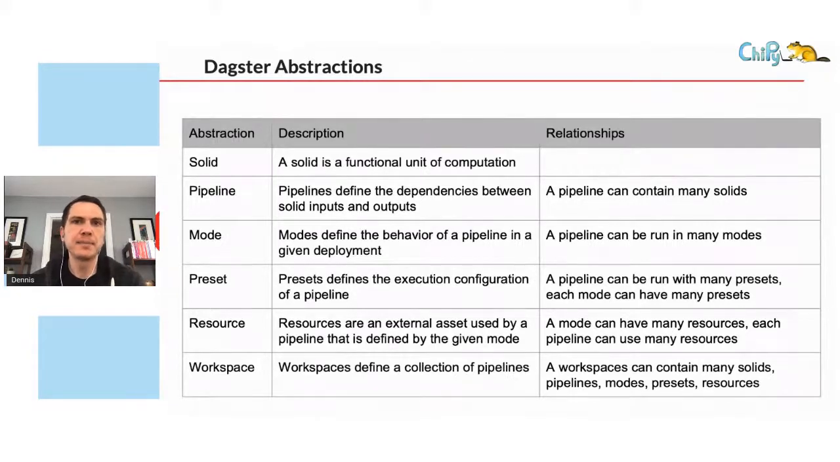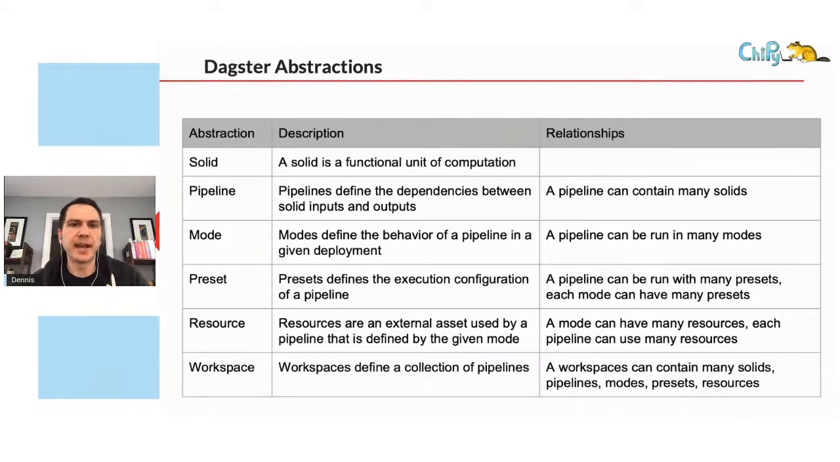A big part of Dagster is parameterizing your pipelines and not changing code to change the execution of your pipeline. You would just change your mode or your preset and then run it, and then make changes at time of execution if you want to tweak variables.